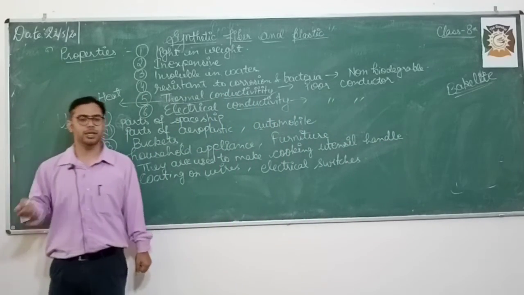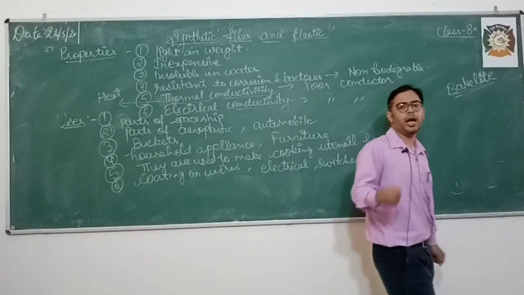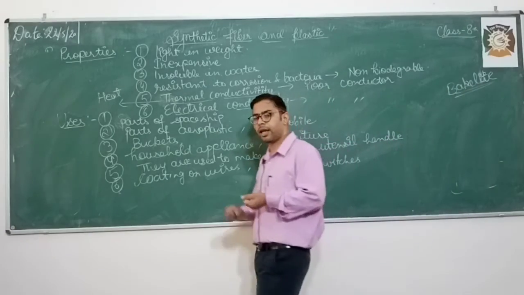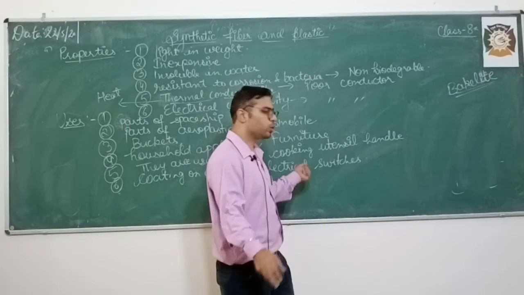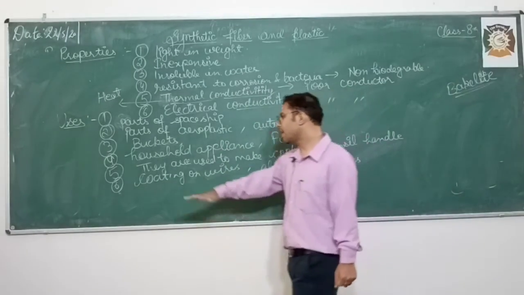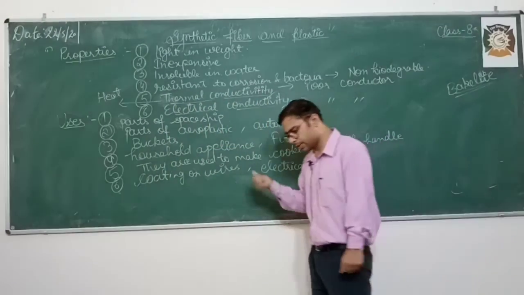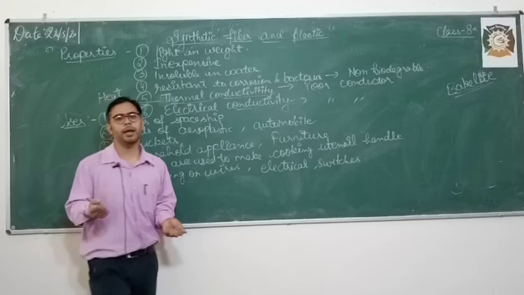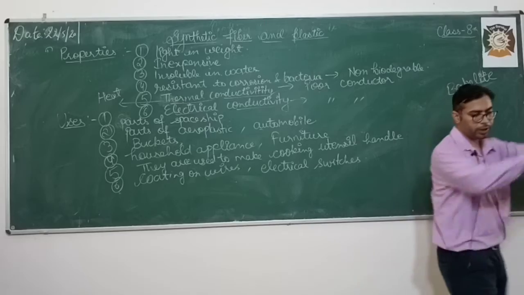The question can come in this way: why are the handles of cooking utensils made up of plastic? So that our hands do not get damaged. Why do electrical wires have plastic coating? Why are electrical switches made up of plastic? So that when we are dealing with electricity, we do not get an electric shock. So these are some uses of plastic. Other than this, many other uses of plastic are also there. Like we have studied an example of plastic, melamine. Nowadays, melamine is used to make fireproof clothes or fireproof materials.